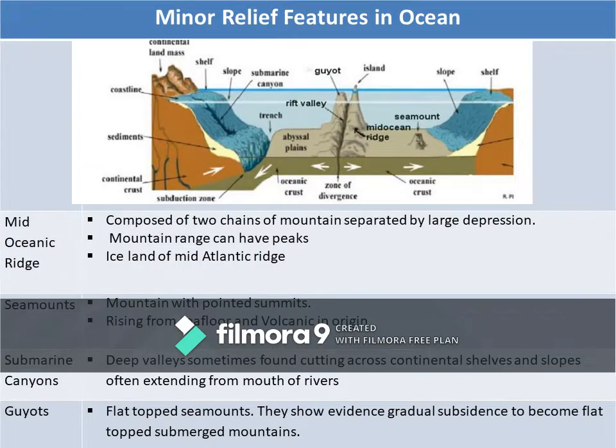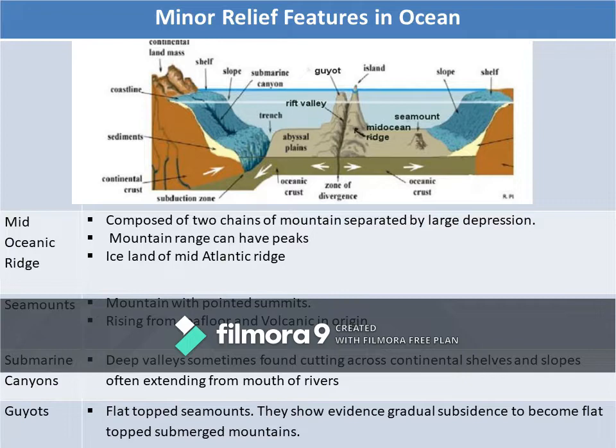Besides the major relief features, there are minor relief features also in the ocean floors. Mid-oceanic ridge is composed of two chains of mountains separated by large depression. The mountain ranges can have peaks as high as 2500 meter and even reach above the ocean surface. Iceland, a part of the mid-Atlantic ridge, is an example of that.